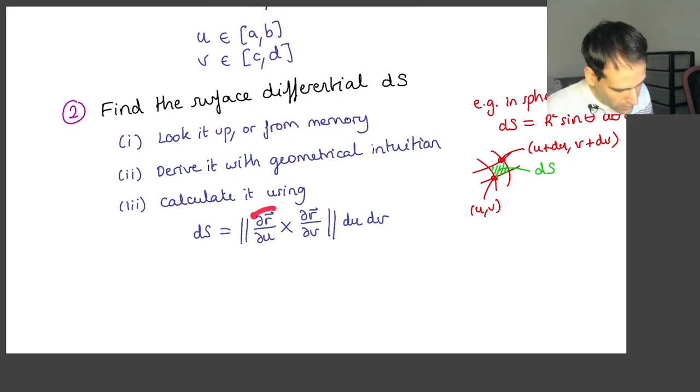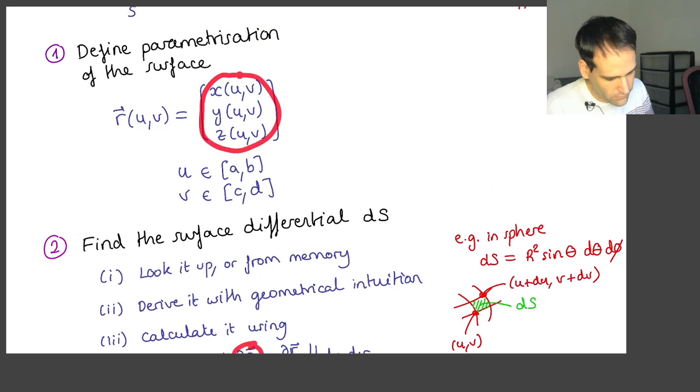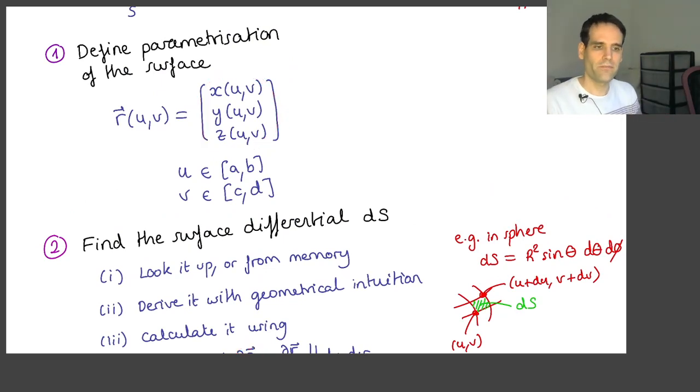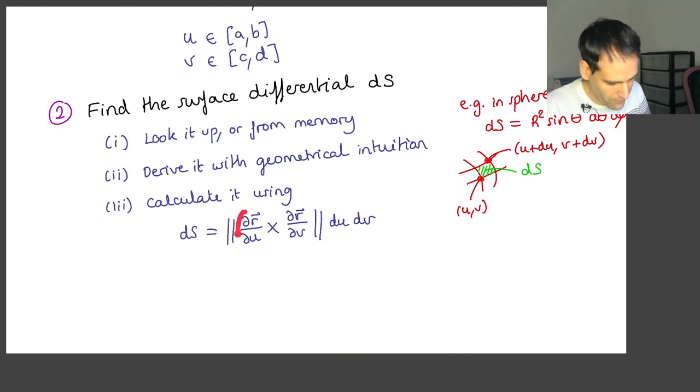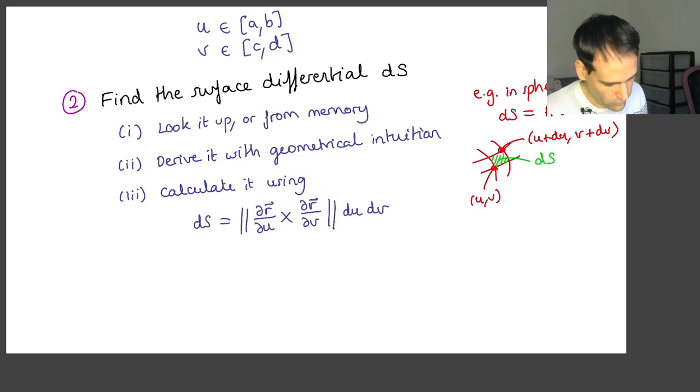Remember that in order to calculate this partial derivative, you just have to look at this vector and do the partial derivative with respect to u. Okay, so this will be a vector, this will also be a vector, so you can do the cross product. Perfect, so that will be step 2. You have those 3 options.